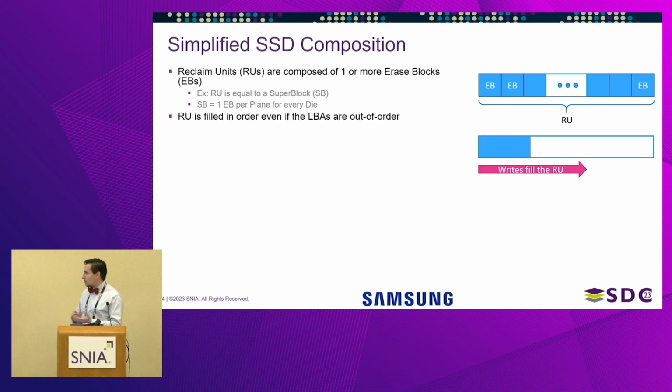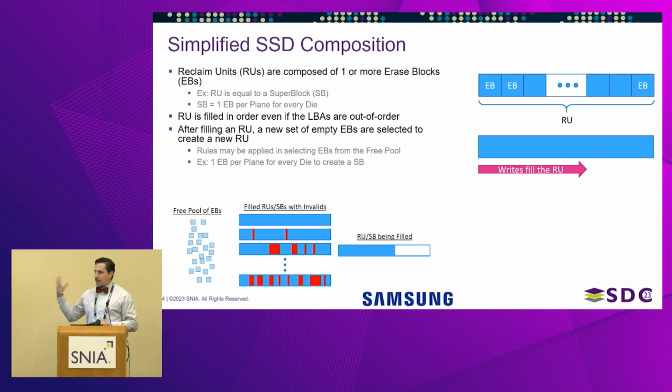And similar to what Mike already described, an RU is going to be filled in order even when the LBA has come out of order. So we are not dependent on LBA numbering. We're going to fill that RU at a physical sizing of the data that's being written.